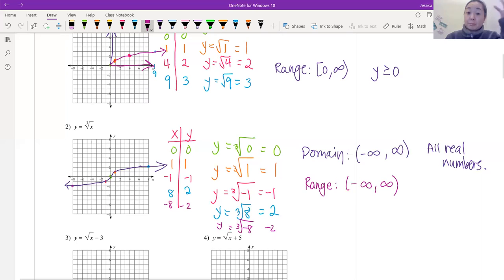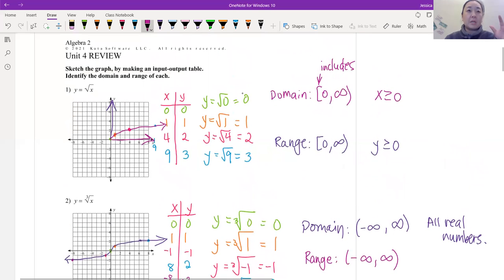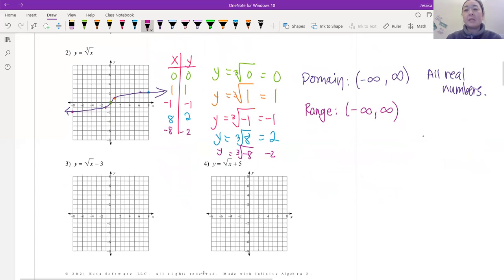And that's going to be true for most cube roots, right? It's only the ones that are square roots or, what is it called, fourth roots, those are the ones that are restricted, right? So those are the ones that have these limitations, like, oh, it only goes up until here and it can't do the other stuff, right? So again, we would just call this all real numbers.